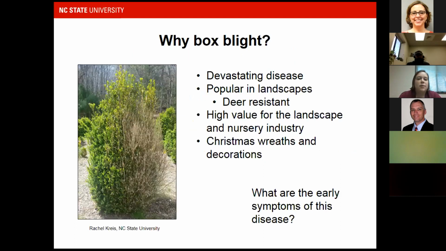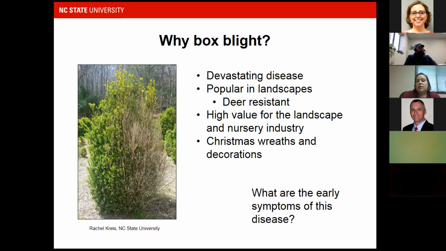So why are we talking about Boxwood blight? It's a devastating disease, as you can see from this picture here, and maybe you have seen in the landscape. In this one, you can see half the plant is defoliated. In really severe cases, the whole plant will be defoliated and people will have to rip that out of their landscapes or their plantings. But it's a popular plant because it is deer resistant. The deer don't eat it. So this is a high value for the landscape and nursery industry. And it's growing in popularity too for Christmas trees and decorations around the holidays.